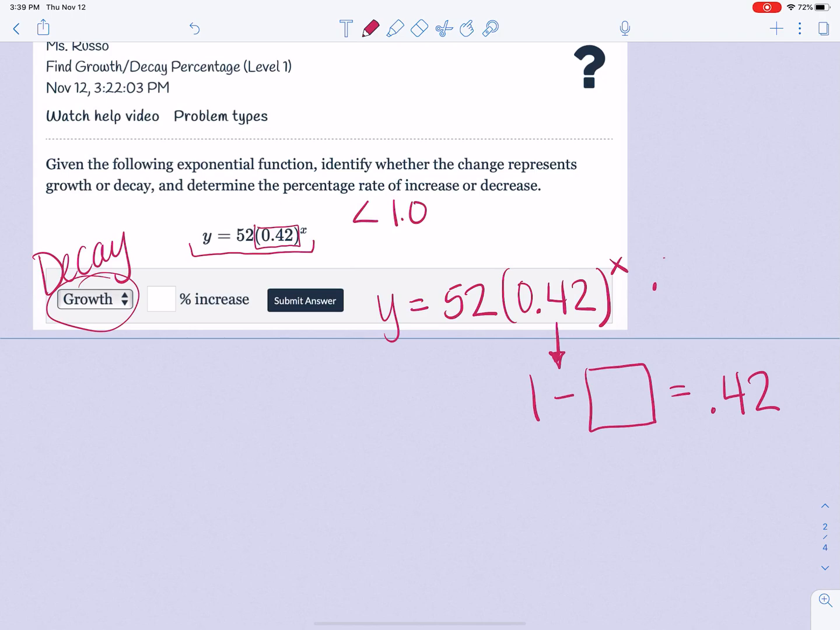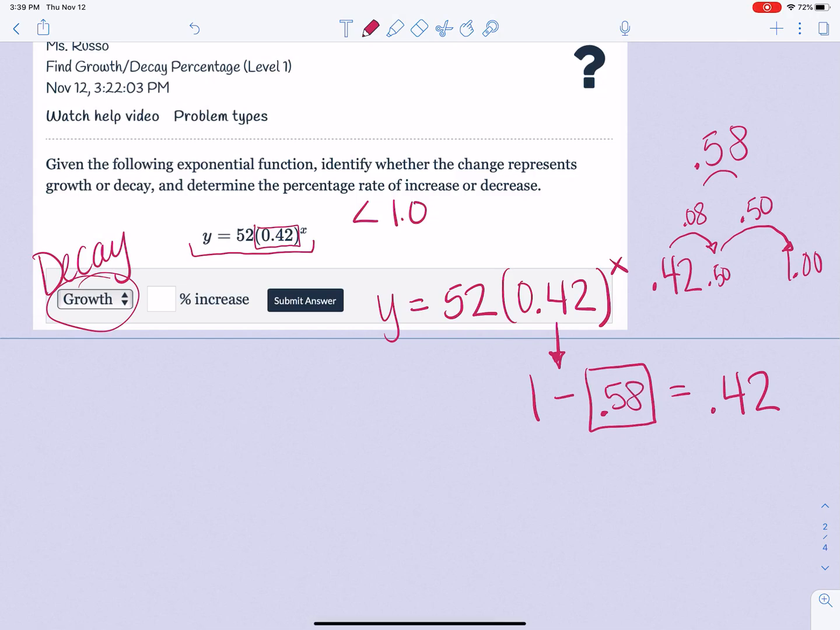So I want you to think about this. If I start at 0.42 and I want to know how to get to 1, I'm going to count up. 42 cents up to 50 cents is 8 cents. I had to add 8 cents, right? From 42 to 50. And then from 50 cents to $1 is I have to add 50 cents. So that means that I've added 58 cents or 58 hundredths. And since 58 hundredths goes here, that is my amount of change.